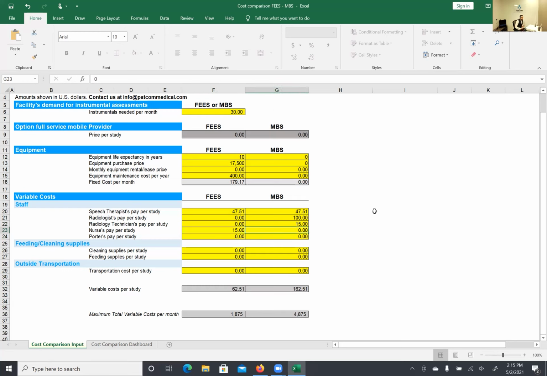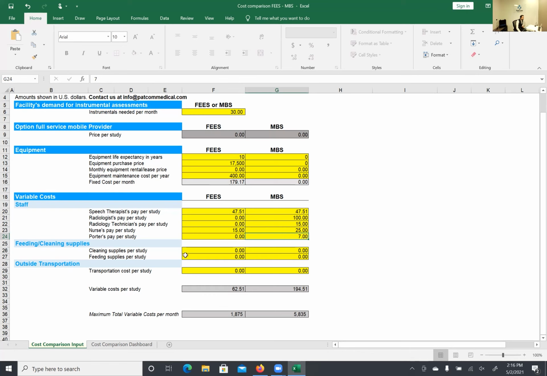And then with the MBS, if they're coming down to radiology, that is likely a little bit longer, so that might be a little bit higher, $25 for a study. And then we have the porter. So if the transport of the patient is done by yet another person, then they're getting paid something as well. And that might be something like $7 or so. All right, so those are costs for all the labor involved with doing fees and doing MBS.